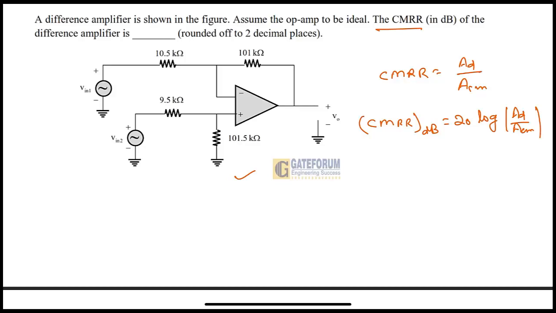So this AD we can find from this circuit. AD is equal to A2 minus A1 divided by 2. So this A2 is the gain of the amplifier under non-inverting mode operation of the op-amp, and A1 is the gain of the op-amp under the inverting mode, and ACM we can find as A1 plus A2. So first of all we have to find A1 and A2 to get AD and ACM. So now we have to do this.